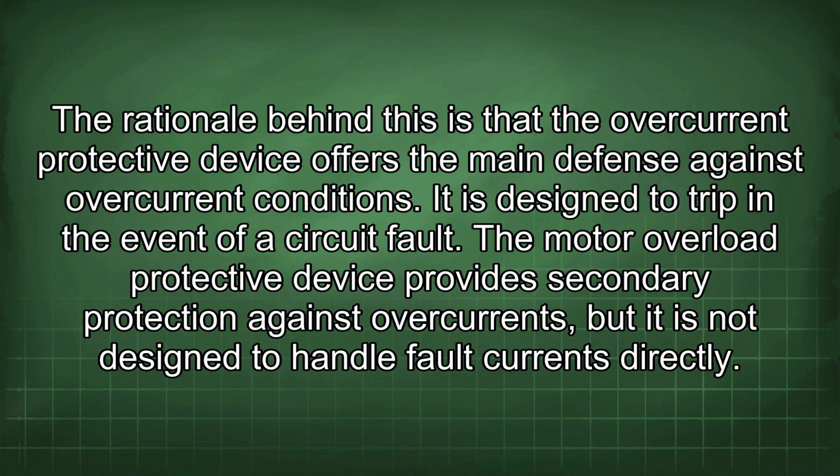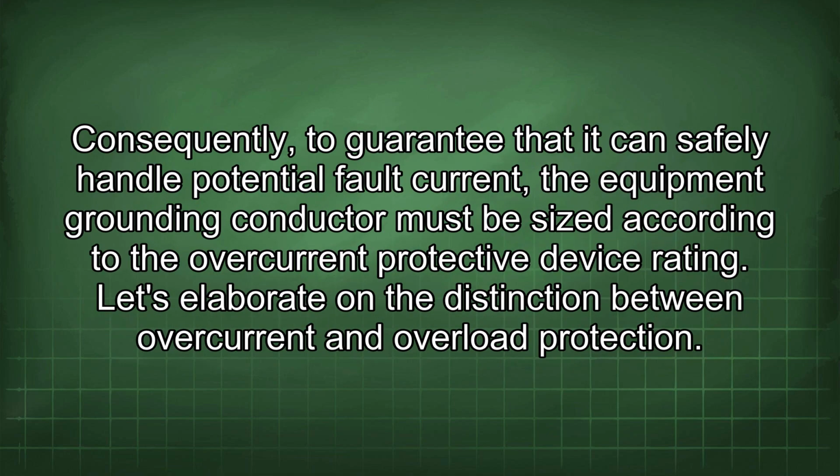The rationale behind this is that the overcurrent protective device offers the main defense against overcurrent conditions. It is designed to trip in the event of a circuit fault. The motor overload protective device provides secondary protection against overcurrents, but it is not designed to handle fault currents directly. Consequently, to guarantee that it can safely handle potential fault current, the equipment grounding conductor must be sized according to the overcurrent protective device rating.